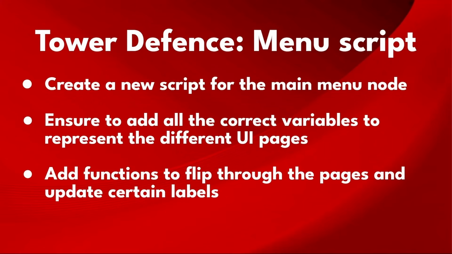All right, in this section, we're going to get started creating the menu script. We'll start off and create a new script and attach it to the main menu node. We'll then go ahead and ensure to add all the correct variables to represent the different UI pages. After that, we'll add in some functions to flip through the pages and update certain labels. Now let's go ahead and jump right in.